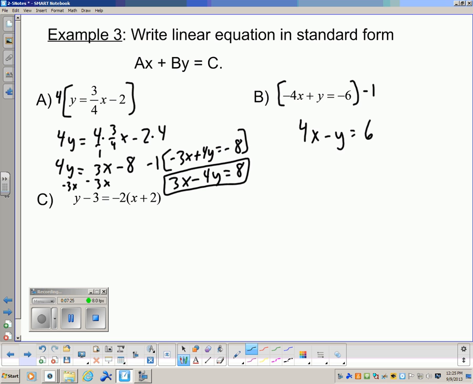This was a negative, becomes a positive. This was positive, becomes a negative. This was a negative, it becomes a positive. So I'm finished. That's an ax plus by equals c form.